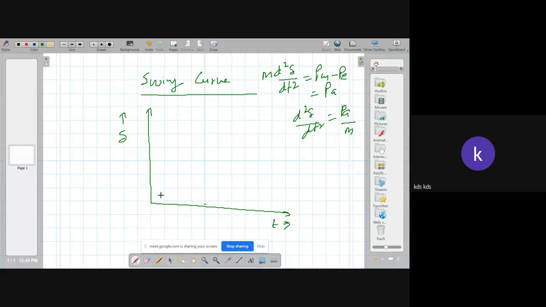Now look at the swing curve. Swing curve is that there is variation of the delta like this. So this is my unstable system, and this is the stable system. The condition of stability is this one, that you can see here slope is positive. Slope is positive, here slope is negative, here slope is 0.